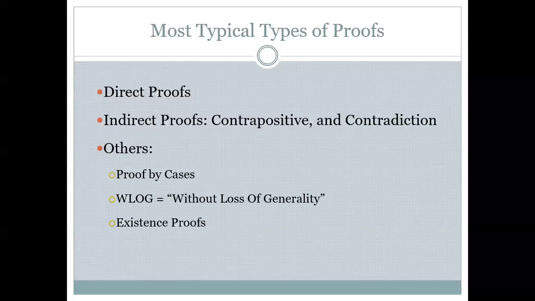Existence proofs, proving that things exist, which is kind of fun. So what you do is you say, look, I claim that this thing exists, okay? And then what you actually do is show that it does, yeah? So it's like an existence proof, okay? So we'll look at those as well. These are the most typical types: direct, contrapositive, contradiction, proof by cases, without loss of generality, and existence proofs, okay?